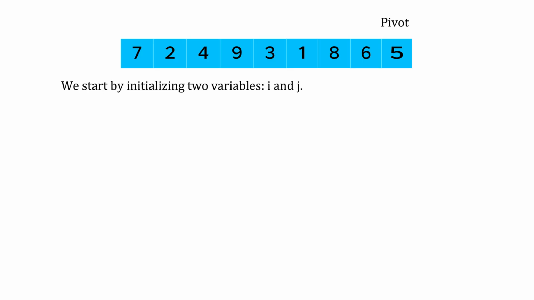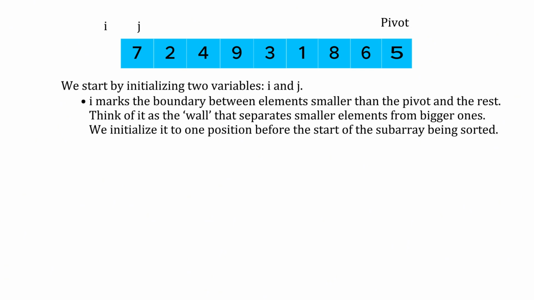We start by initializing two variables, i and j. i marks the boundary between the elements smaller than the pivot and the rest. Think of it as the wall that separates smaller elements from the bigger ones. We initialize it to one position before the start of the subarray being sorted.